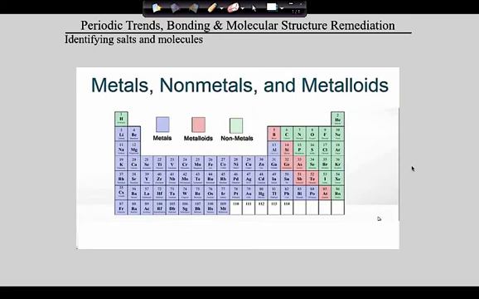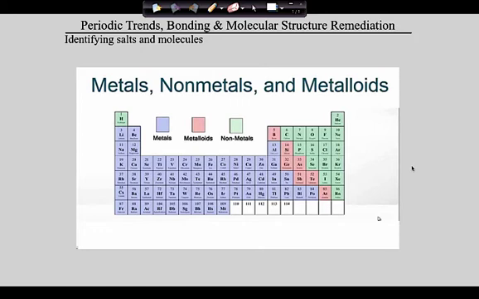Okay, getting started and talking about identifying salts and molecules. A substance, a compound, is a salt or a molecule depending upon the atoms that make it up. And as you may remember when we went over the trends and parts of the periodic table, the periodic table is loosely broken into 2 sections.